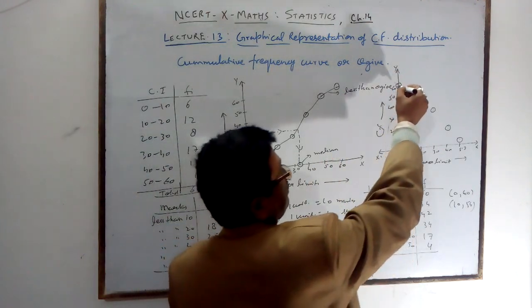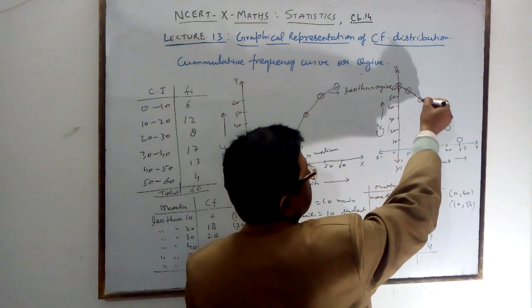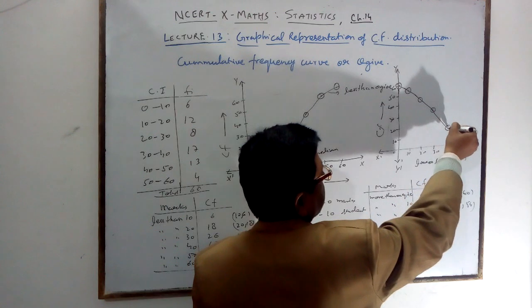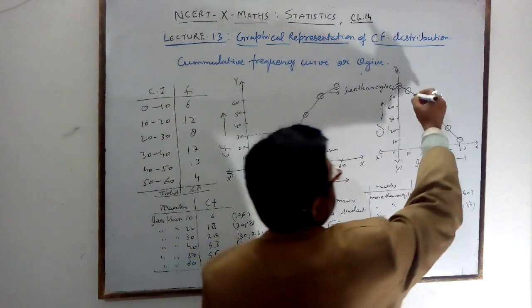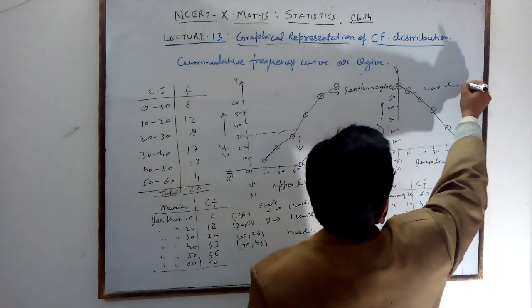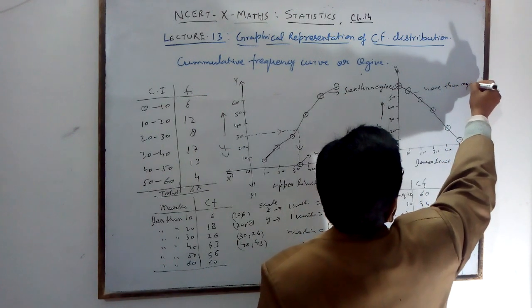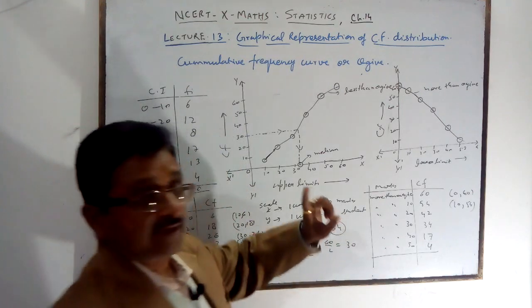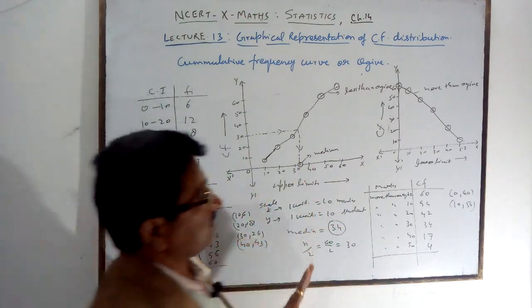Freehand, you will join like this. All the centers will join, it will go like this. It is the more than ogive. More than ogive you are getting, and by this also you can get the median.